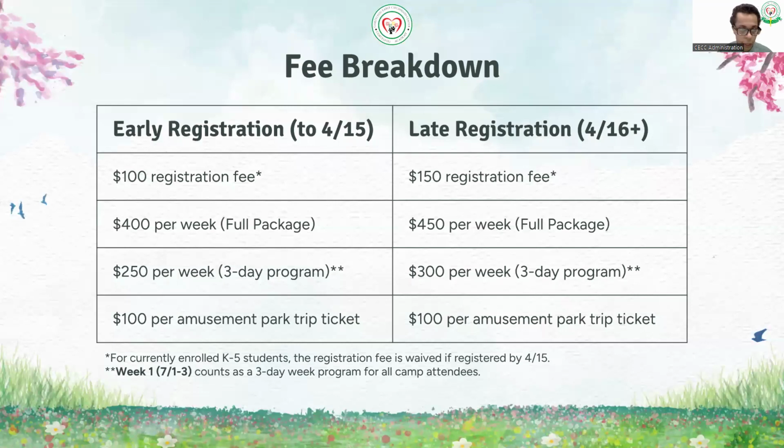Comparably, you're looking at the late registrations. The registration is about $50 higher. The 5-day-a-week program fee is $50 higher at $450 per week. And the same thing for the 3-day-a-week program. It goes from $250 to $300. So like I mentioned about the registration fee, there's that note at the bottom, and the same thing about week 1.